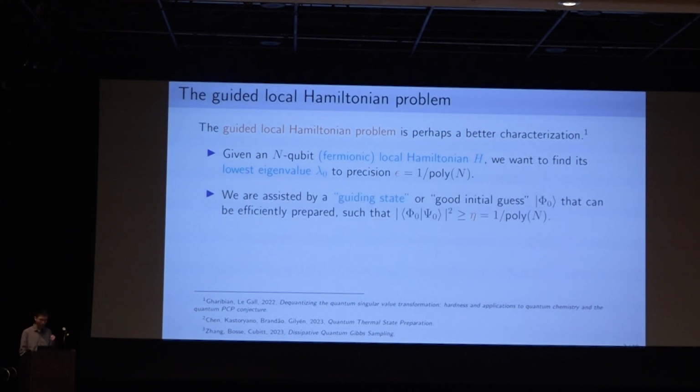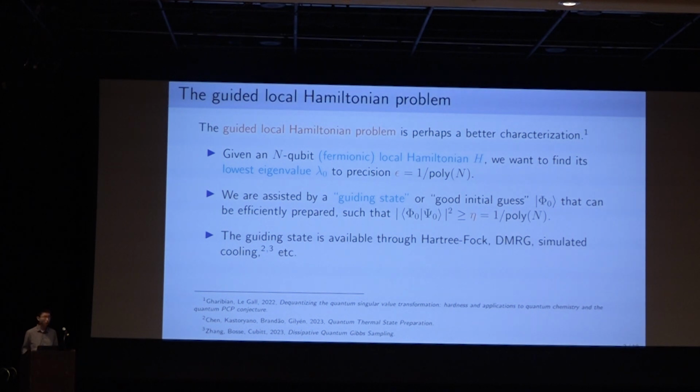But here we have an important assumption, which is that we are assisted by a guiding state, or good initial guess, phi zero, that can be efficiently prepared. And this state has a large overlap with the exact ground state. The overlap is lower bounded by a parameter eta, which is inverse polynomial in system size. This is a highly non-trivial assumption. However, it seems that such a state is available empirically.